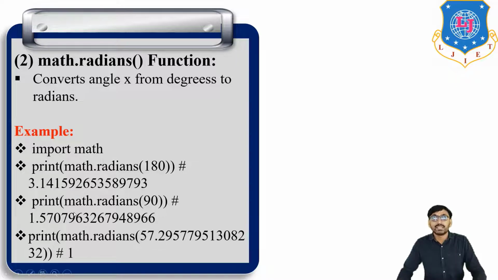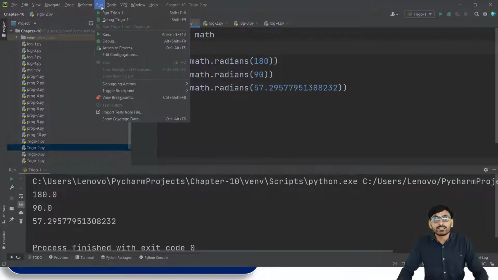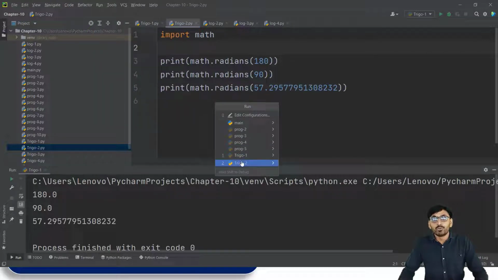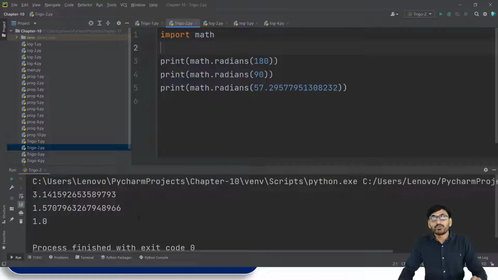Now we run this same program in PyCharm. So import math, then print math.radians in the brackets 180, then radians of 90, then radians of 57.2957 something. If we run this program, the output is 3.1415 something for the first one, 1.57079 something for the second one, and 1 for the third one.